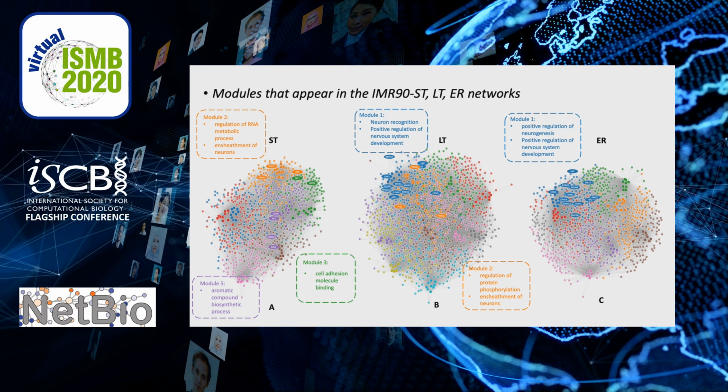In ST, the top-ranked genes in the modules are enriched in GO terms related to regulation of RNA metabolic process or aromatic compound biosynthetic process, whereas in the LT and ER groups, the top-ranked genes in the modules are enriched in GO terms related to neuron recognition or positive regulation of neurogenesis. Networks from the three groups suggest that neurodevelopment is mostly contributed by LT.